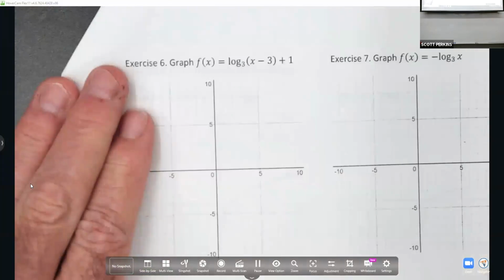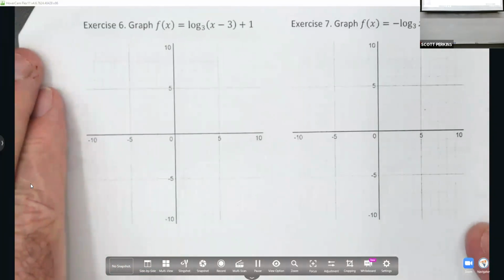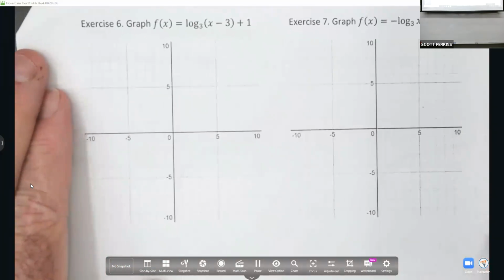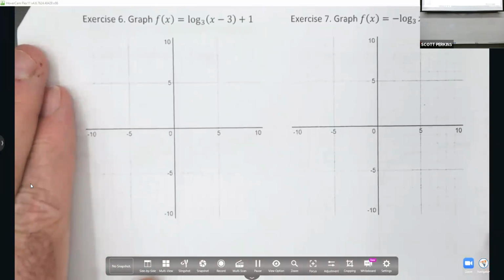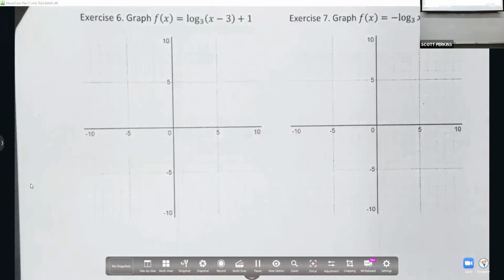All right, last page. So for exercise 6, I'm using the log base 3 graph. So if you could please do the translation of the log base 3 graph described in exercise 6.